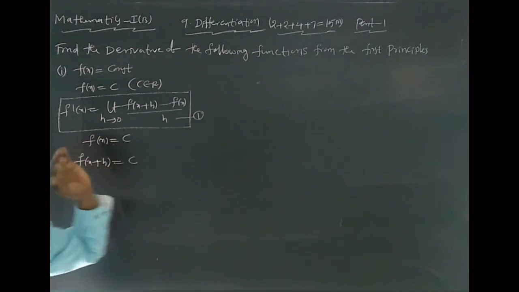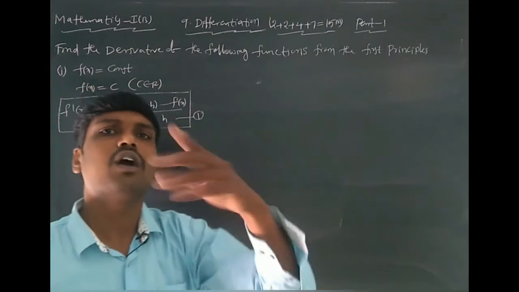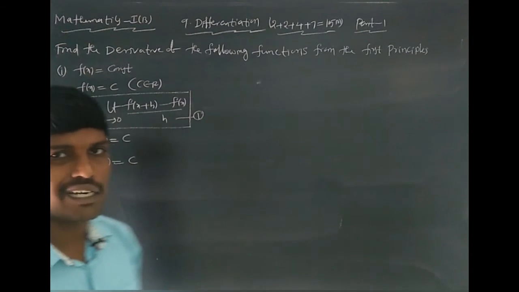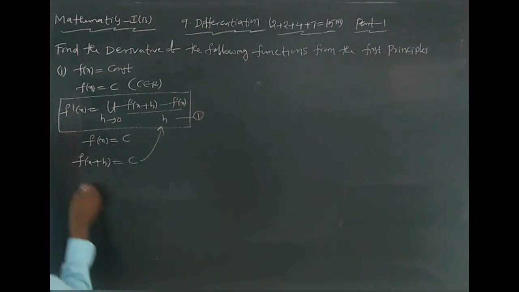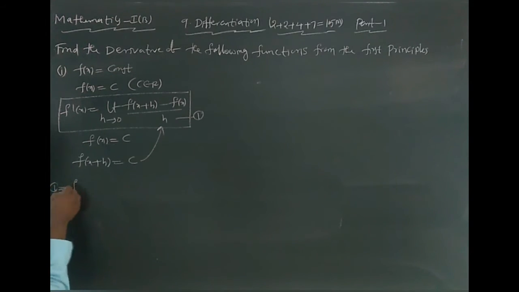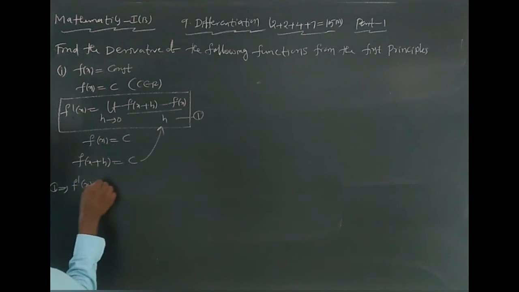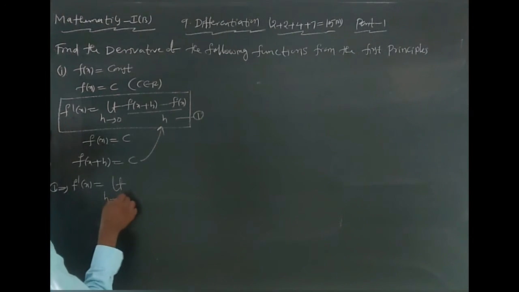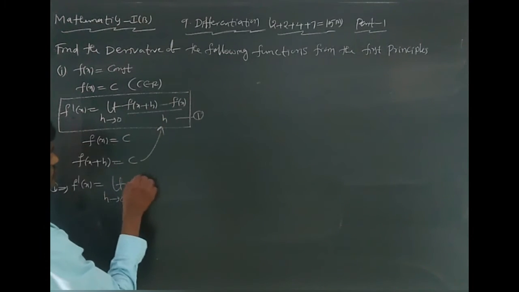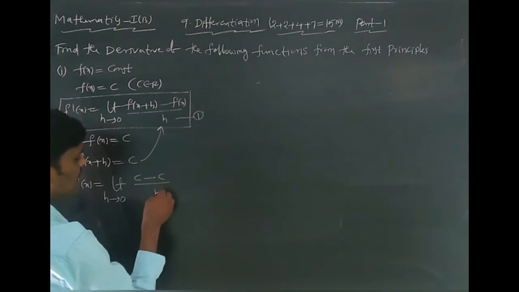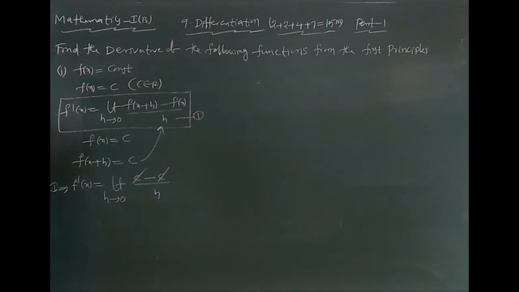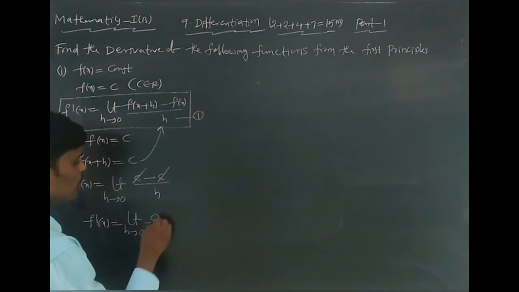In place of x, you can write any value. You get that is also constant. Here also we see these two values substituted in this equation. You get 1 plus f dash x equal to limit h tends to 0, f of x plus h value c minus f of x value c by h. c minus c get cancelled, remaining f dash x is equal to limit h tends to 0, 0 by h.